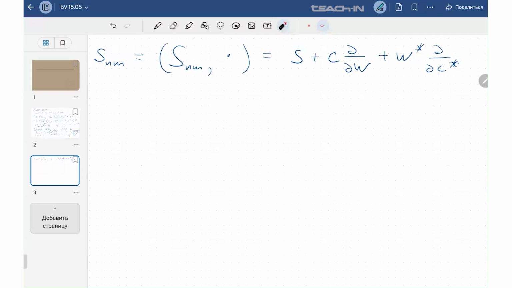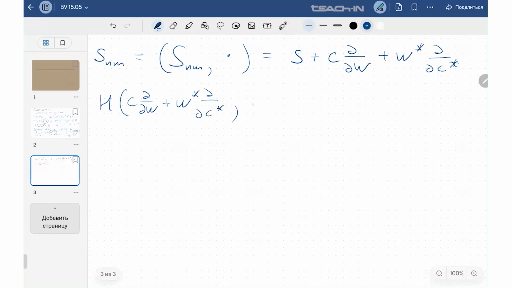And we know the standard argument that if you compute the cohomology of this term, C d over dW plus W star d over dC star, in the space of, say, functions, polynomials in C, W, C star, W star, this is going to be what?